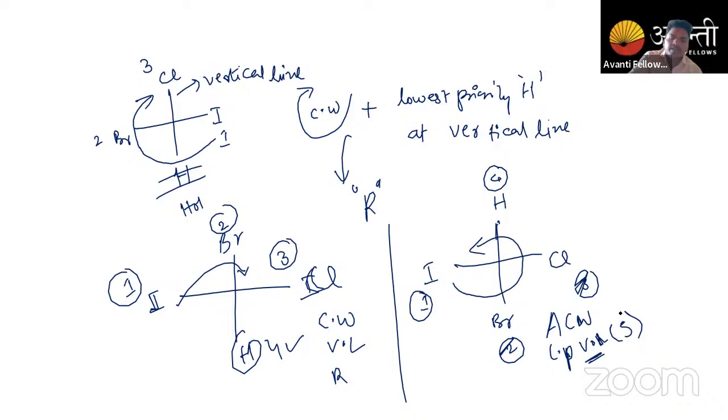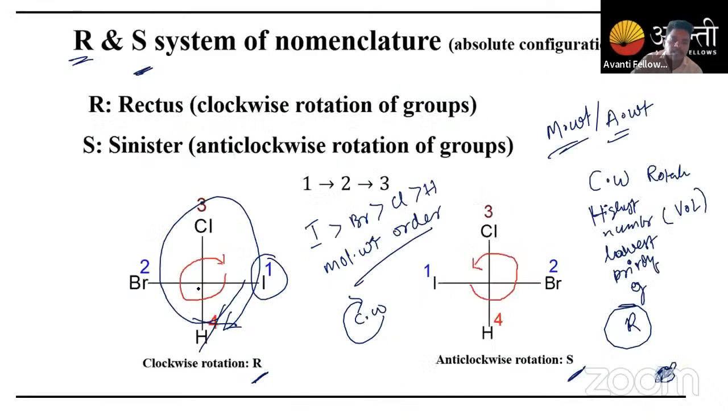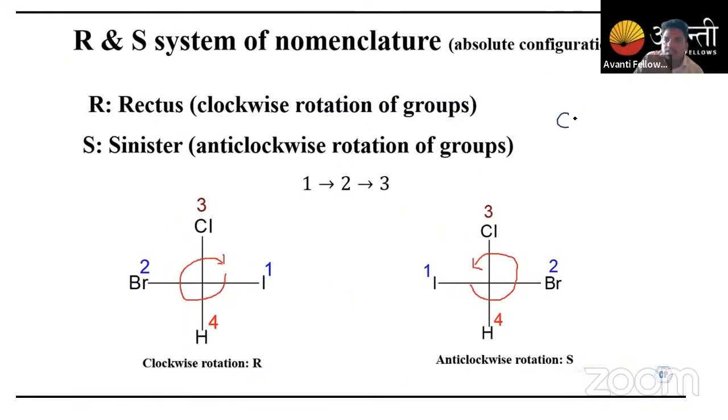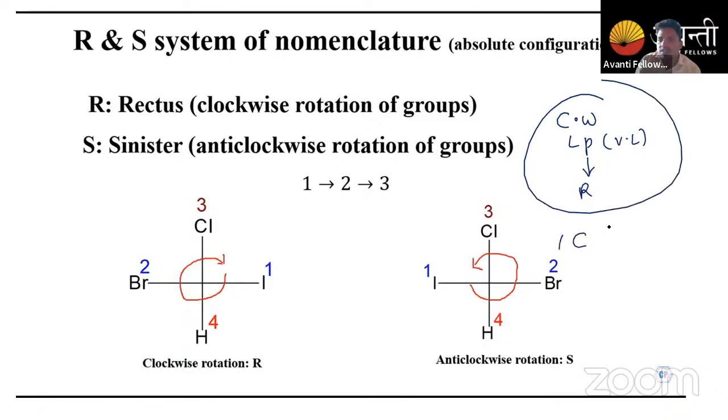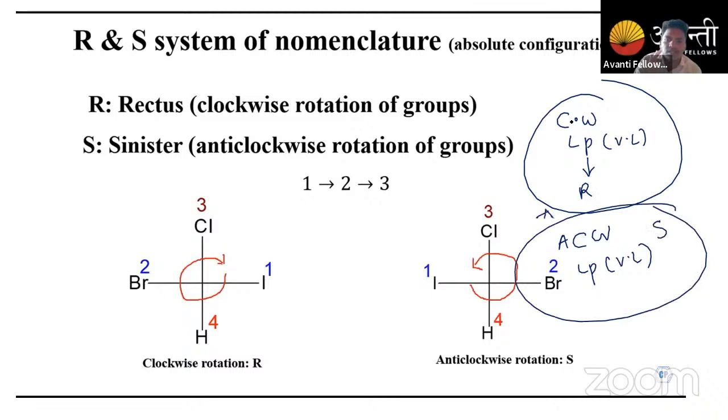Okay, now let me give you some examples here. Again, I'm going to summarize here. Clockwise rotation, lowest priority is at the vertical line, then this will become R configuration. Next, anti-clockwise rotation, lowest priority is at the vertical line, and this will become S configuration. Just indicate these two. So how do you find the priority order? Based upon the molecular weight. I hope you guys are clear with this.